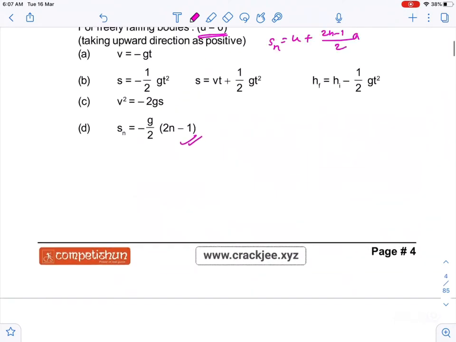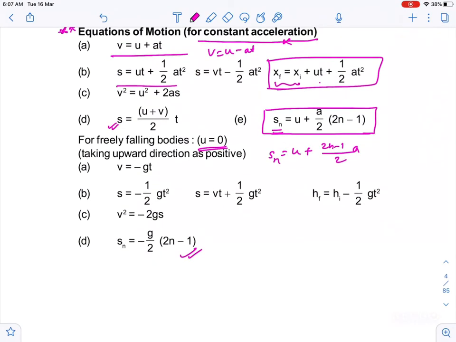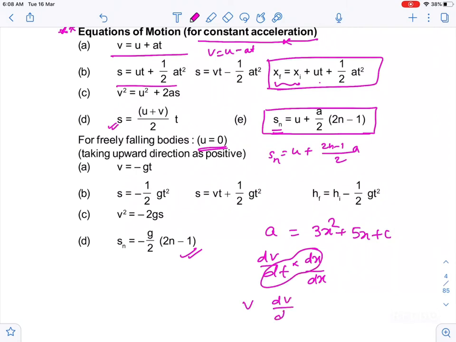Here is one thing I want to tell you. If they have given acceleration not as a function of time, but as, say, 3x square plus 5x plus some constant, and you have to calculate some expression for velocity, then you can write dv by dt, multiplying and dividing by dx. Because this is a function of x, dx by dt can be written as v, so a = v dv by dx.